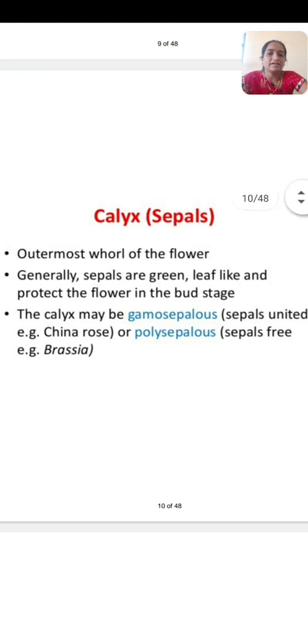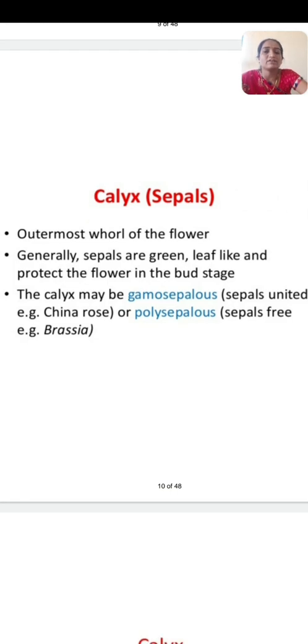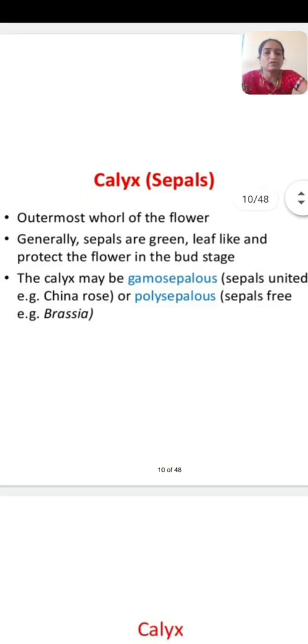Calyx has two forms. First is gamosepalous and second is polysepalous. Gamosepalous means the sepals are united with each other. For example, hibiscus flower or China rose flower. The sepals are united with each other and they form a tubular structure. And polysepalous means the sepals are free from each other. For example, in rose flower, they are separate from each other, or in the case of brassica.